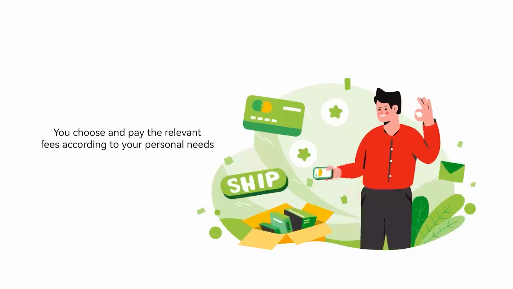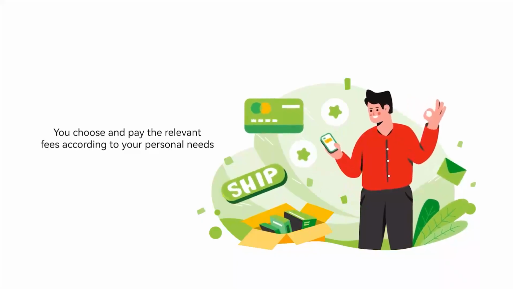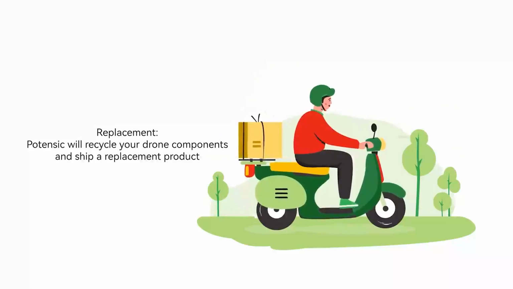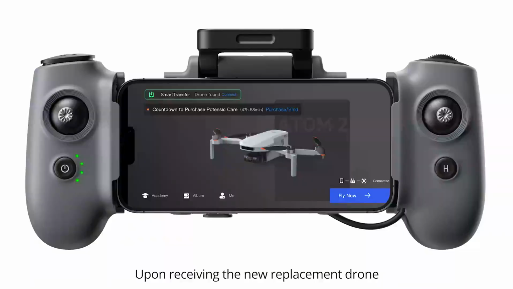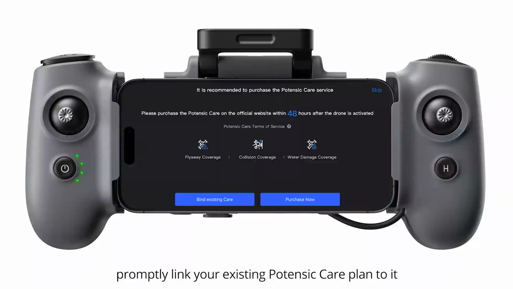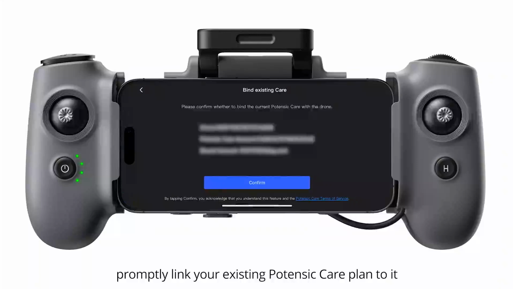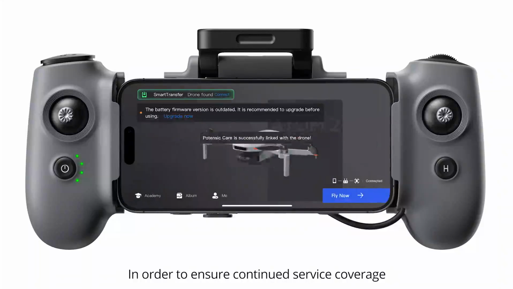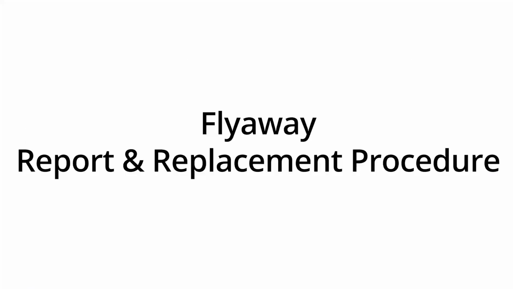You choose and pay the relevant fees according to your personal needs. Repair, Potensic will repair and return the drone. Replacement, Potensic will recycle your drone components and ship a replacement product. Upon receiving the new replacement drone, promptly link your existing Potensic Care plan to it, in order to ensure continued service coverage. Flyaway report and replacement procedure.